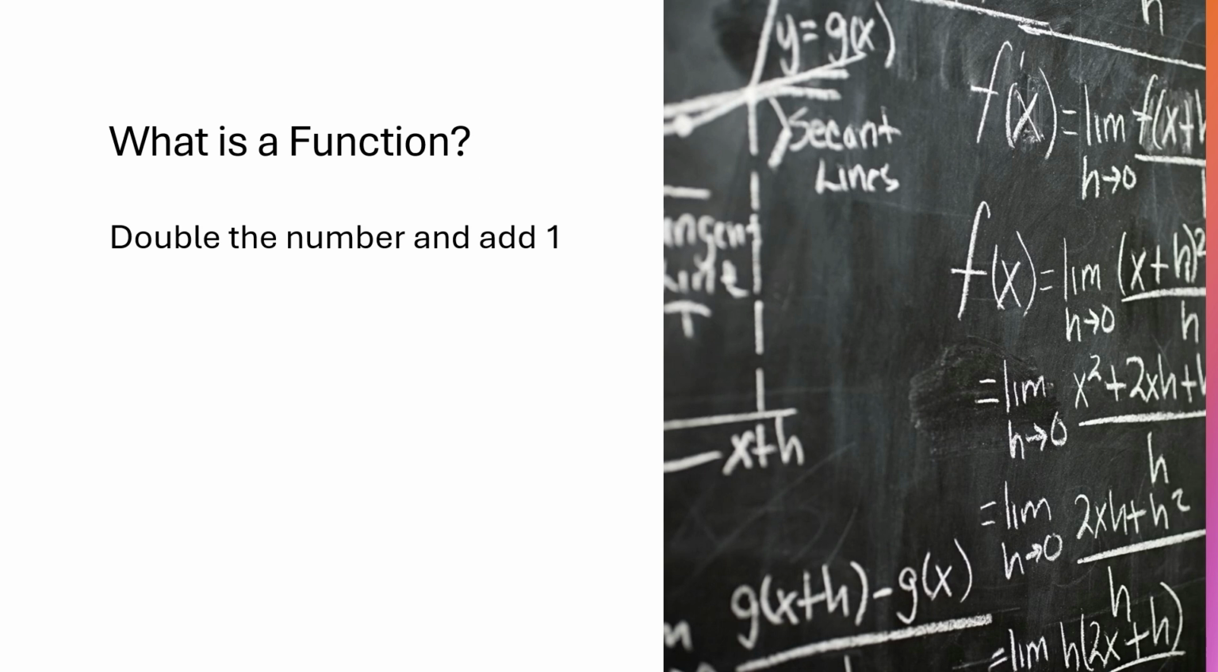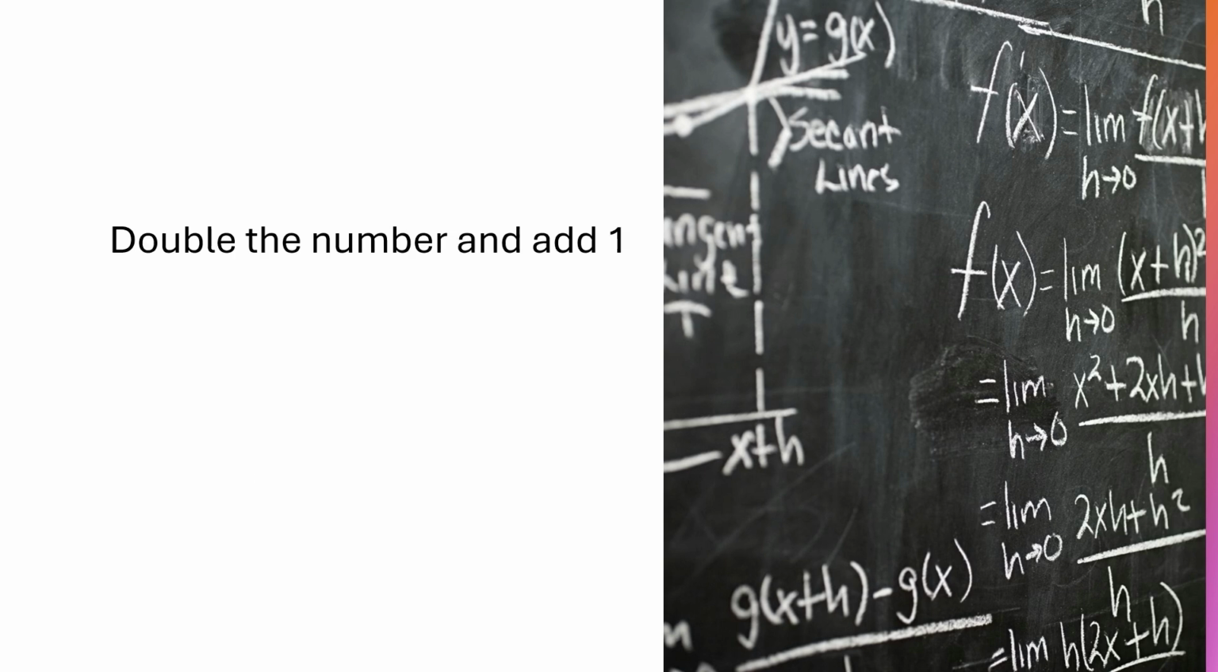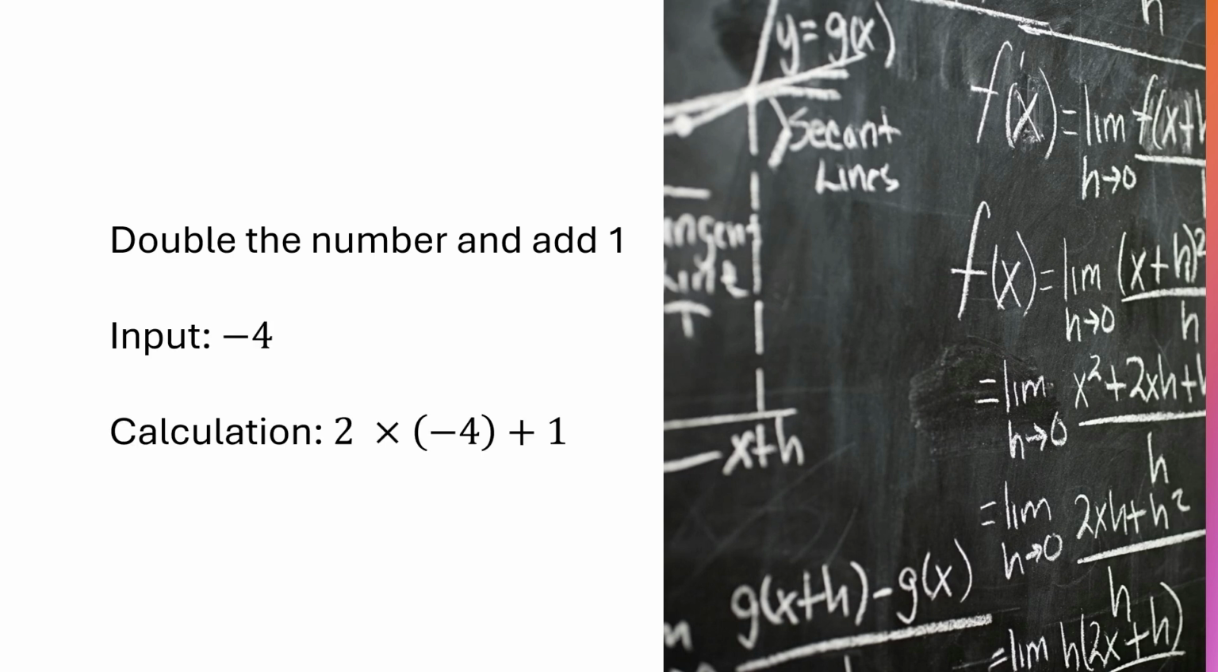Input: 3. Calculation: 2 times 3 plus 1 is equal to 7. Output: 7. Try another. Input: -4. Calculation: 2 times -4 plus 1 is equal to -7. Output: -7. Function machines explained.